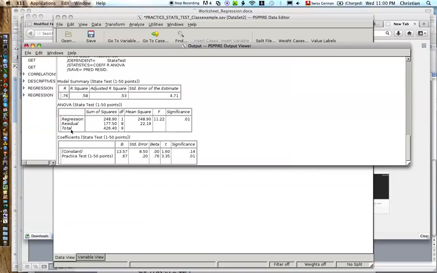So let's go down here first, the coefficients. This is what we actually really want to see. So we have for the constant, the beta is 32.57, the beta 0. This is our intercept here.